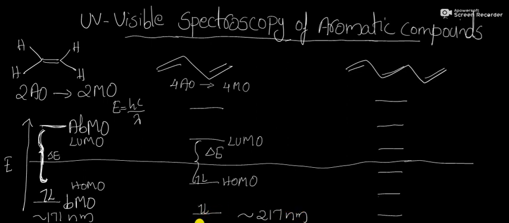That is, as conjugation increases, the energy required for an electronic transition from the HOMO to the LUMO decreases. That is, delta E will be small as conjugation increases, and consequently the absorption shifts to longer wavelength. That is our bathochromic shift.